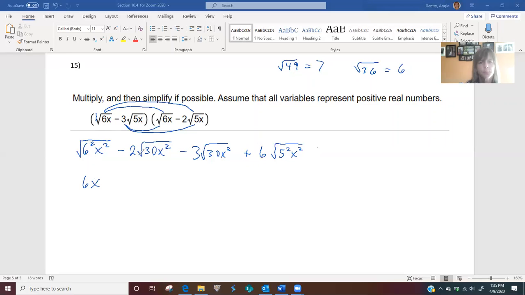Then I'm going to say, hey, these two are like terms. This is like I borrow $2. I borrow $3. I owe 5. Still dollars, not tomatoes. So don't change what's under the radical on these. This is just combining like terms.